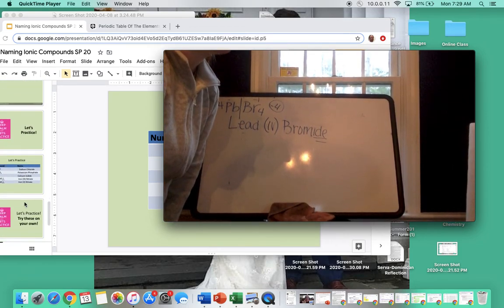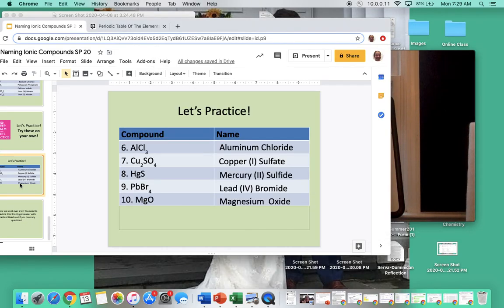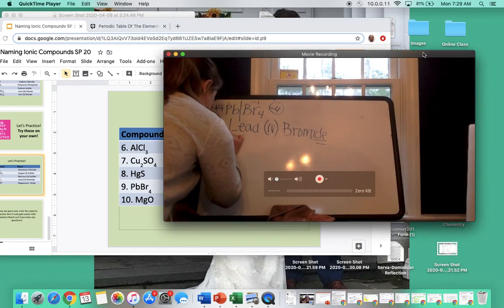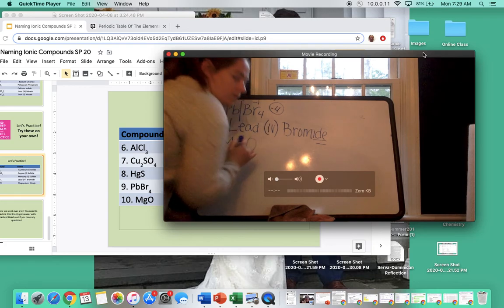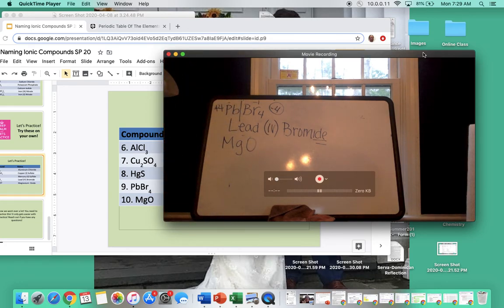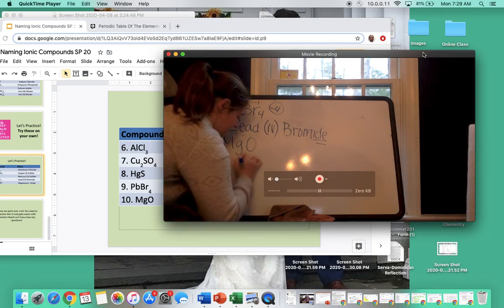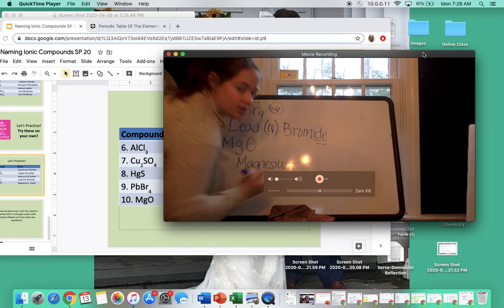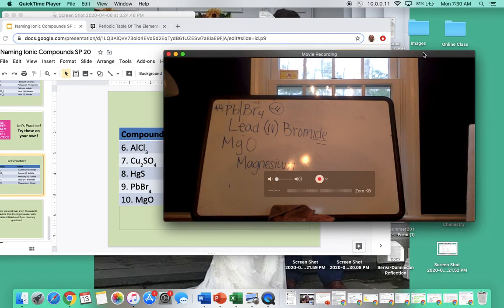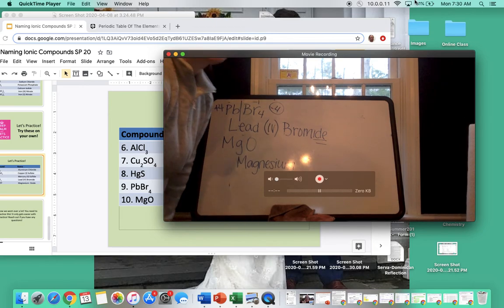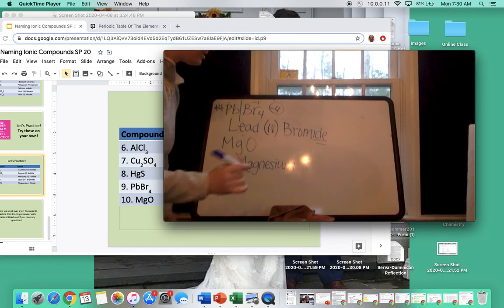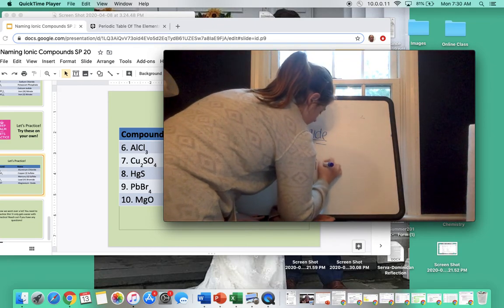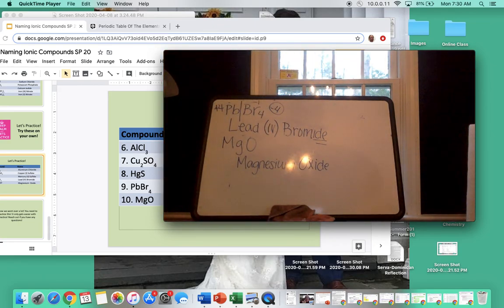Okay? All right, there's one more, I believe, to do together. The last one is MgO. Okay, now MgO. Is Mg a transition metal? It is not, it's in group 2, so we know that Mg is magnesium. It is not a transition metal, so no Roman numerals. Okay, and then oxygen is a non-metal. So oxygen simply becomes oxide. Okay, so magnesium oxide.